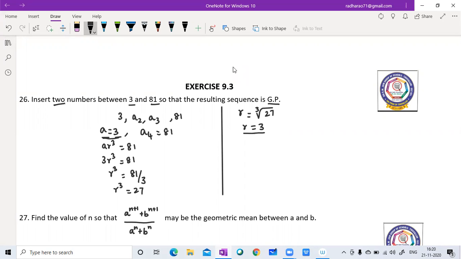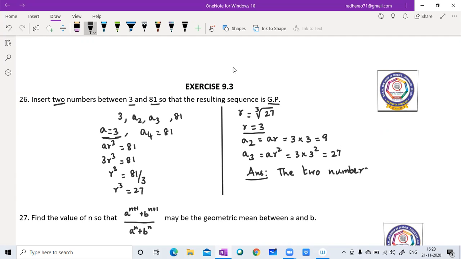Now we need to find a2. a2 is equal to a into r, that is 3 into 3 is 9. What is a3? a r squared, that is 3 into 3 squared, so 3 into 9 is 27. So the two numbers are 9 and 27. We have inserted the two numbers 9 and 27 between 3 and 81.